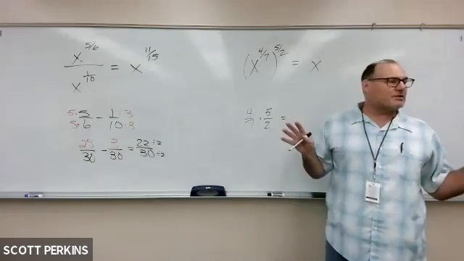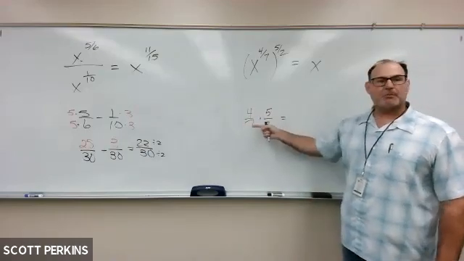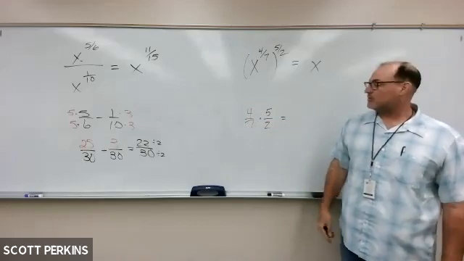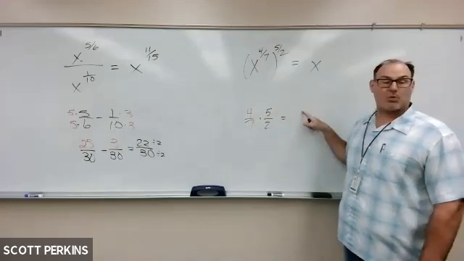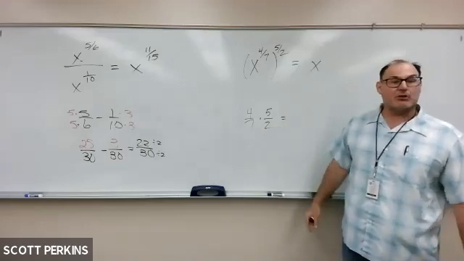You have two options here. Remember, to multiply fractions, you multiply your tops, you multiply your bottoms. That's how you multiply fractions. So if you want to do that, you have 4 times 5 is 20 in the top, 7 times 2 is 14 in the bottom. That's great. And then you reduce.